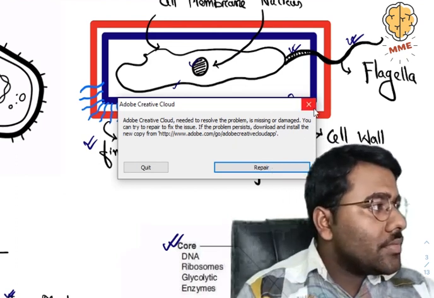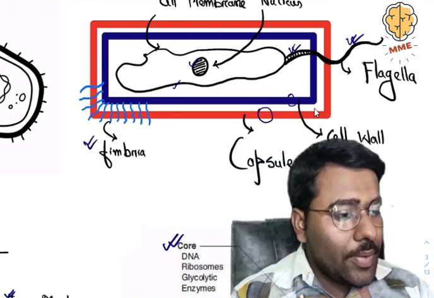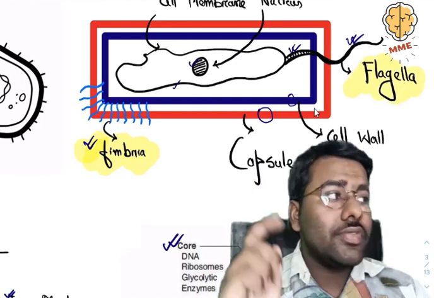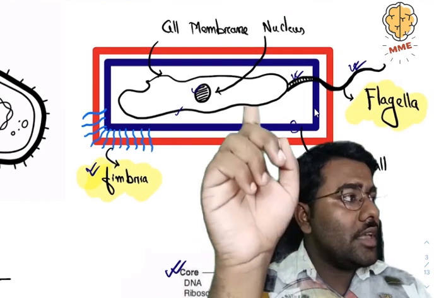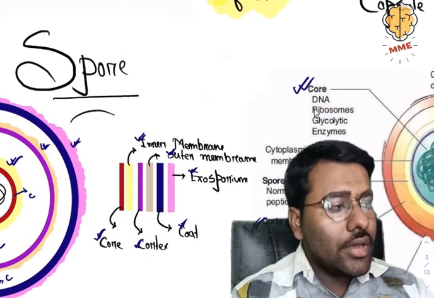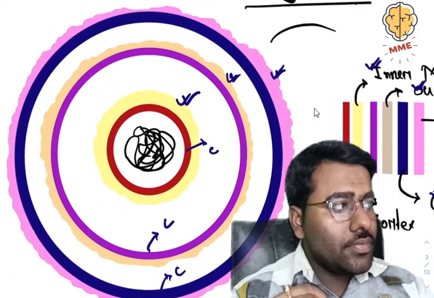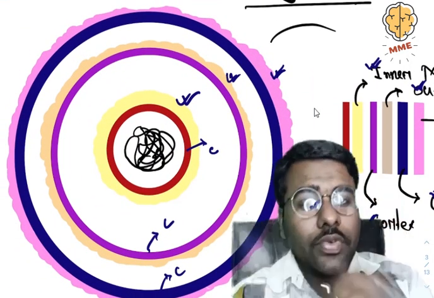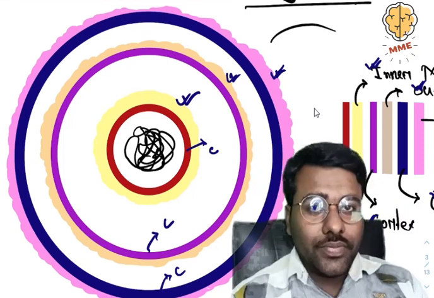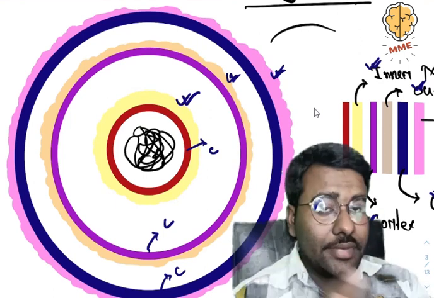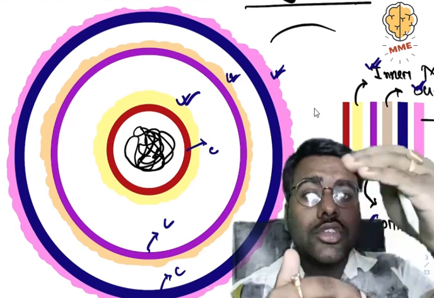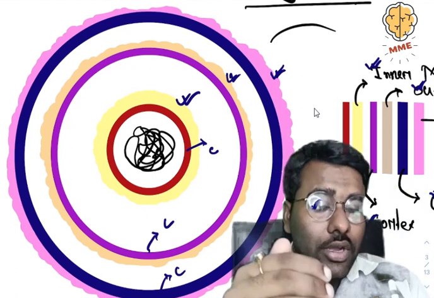Just notice: the fimbriae arise mainly from the cell wall and the flagella mainly from the cell membrane. So this is the cell membrane, this is the cell wall, and this is the capsule. Now coming to the spore formation. The layers of the spore are very confusing. No, it's very interesting. Just remember there are three Cs: C for core, C for cortex, C for coat. Core, cortex, coat.